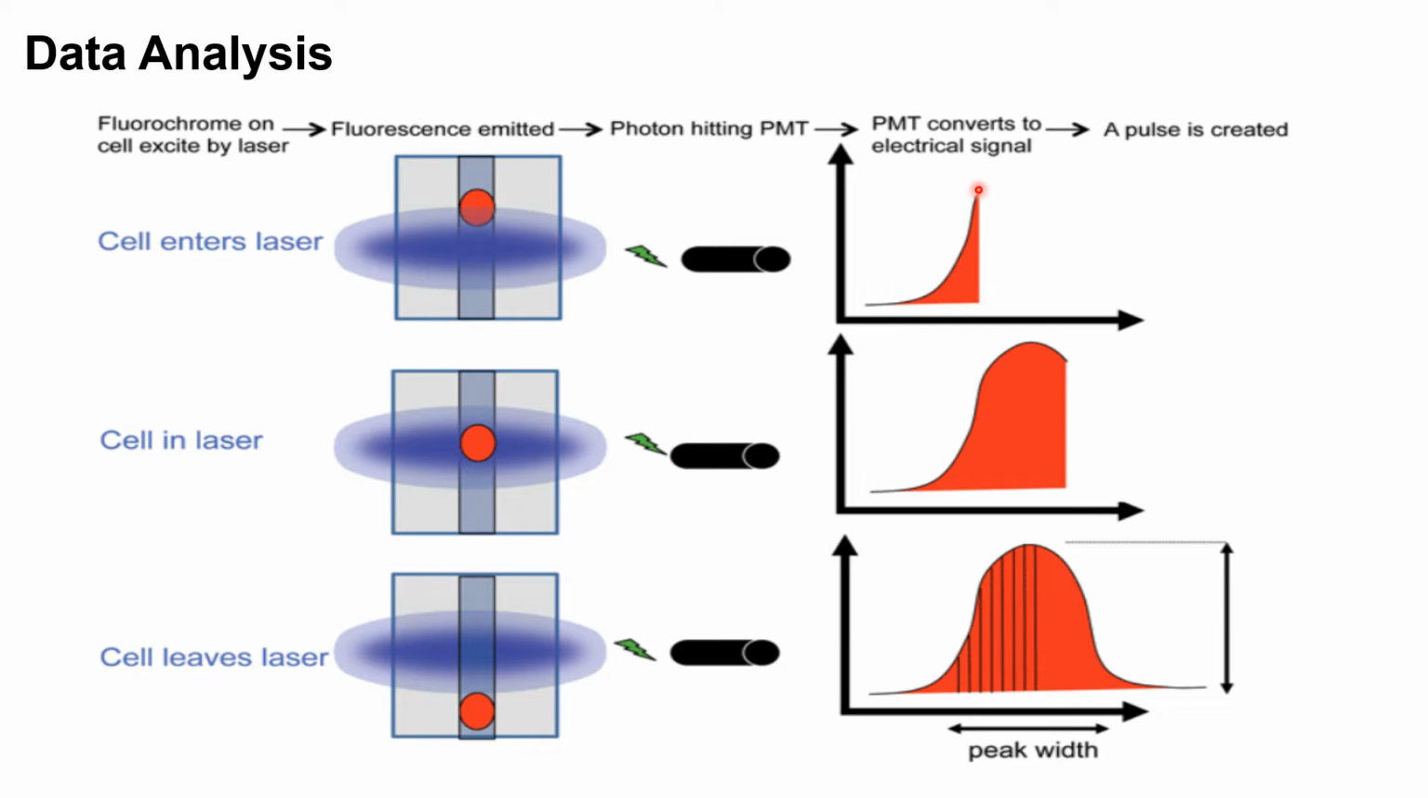This electrical signal then travels to the amplifier and is converted to a voltage pulse. When a cell starts entering into a laser light, a voltage pulse is created like this. Now when it is inside or between the laser light, the whole cell passes through the laser beam. So at this point, this is the highest voltage pulse. When the cell leaves the laser light, the voltage pulse starts decreasing. For each pulse, height, width and area is measured. The number or size of the pulse depends upon the number of photons that are generated through the fluorochrome and is detected by the photomultiplier tube.